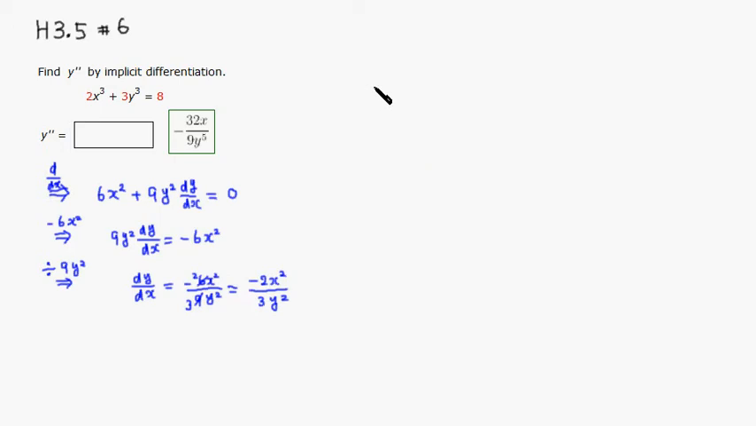Right? Now we're going to take the second derivative. So we take the second derivative, d2y dx2. Right? Alright, so let's take the first derivative. Now negative 2/3 is just a constant, so I'll just put it outside. Then use the quotient rule to take the derivative.